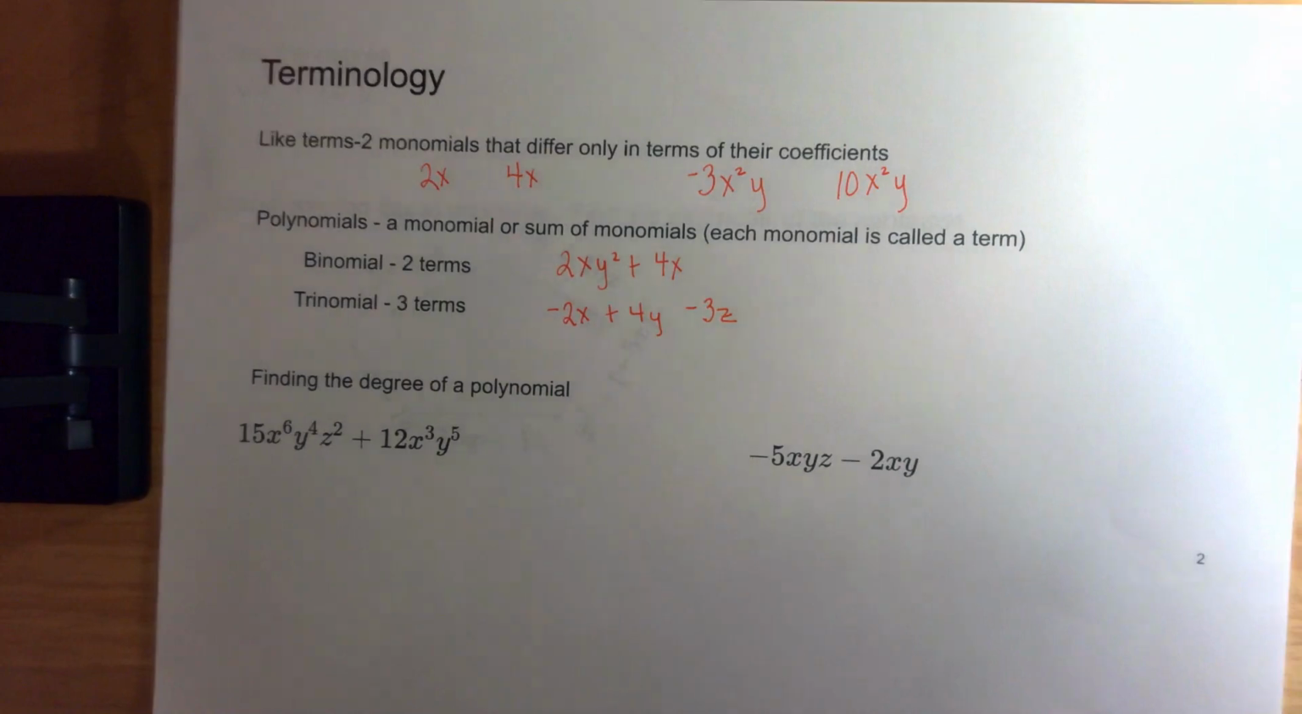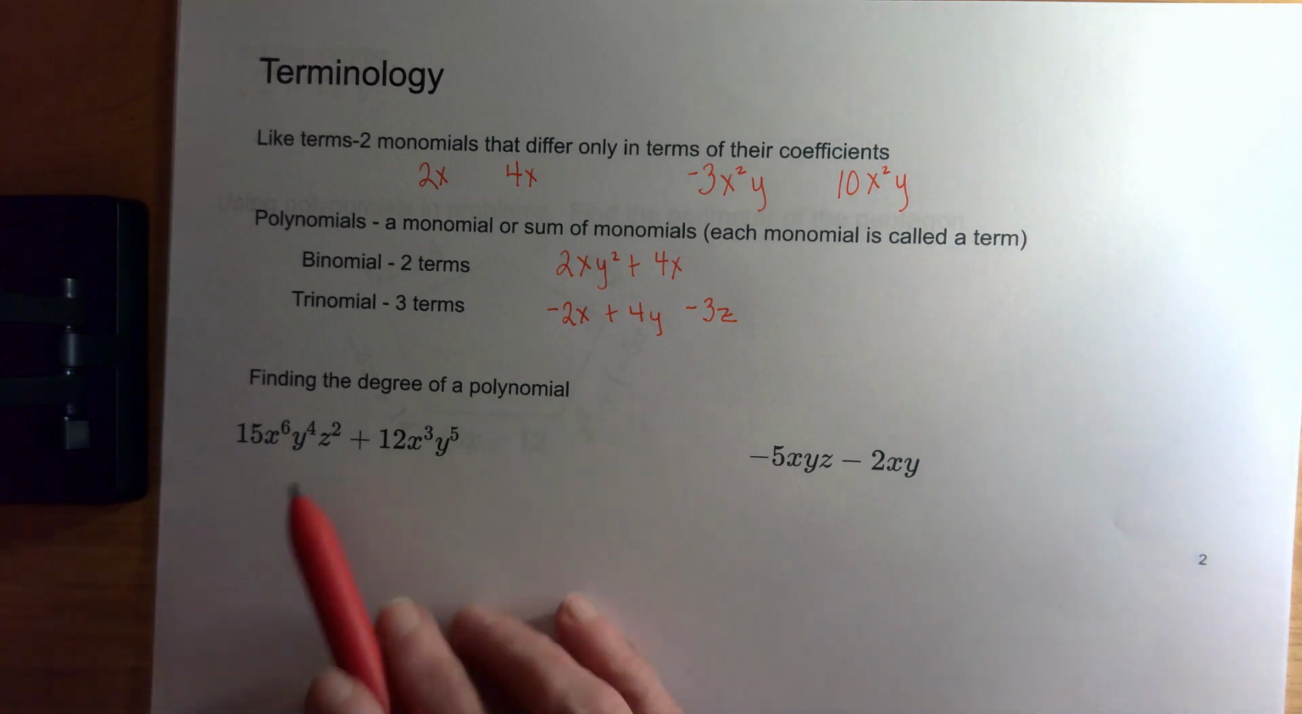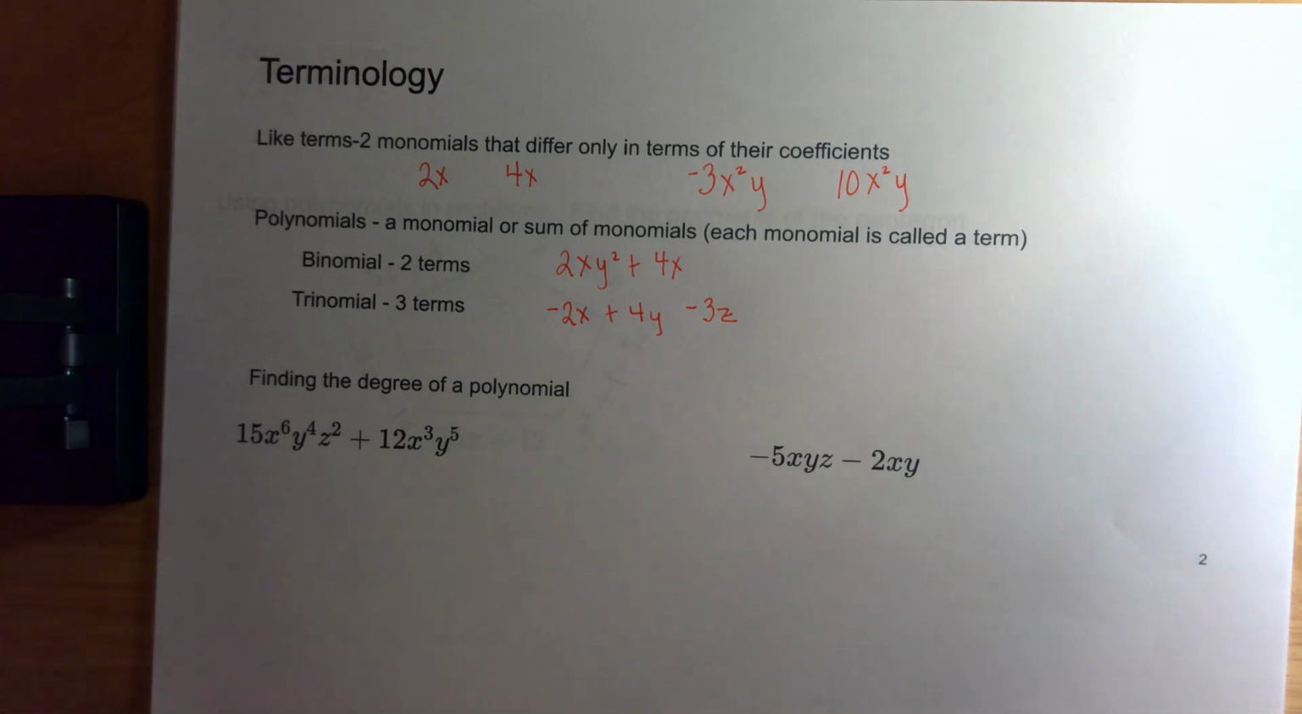One of the things that they'll ask you to do with a polynomial is to find the degree of the polynomial. A degree has to do with the powers or the exponents. And so we have to find the degree of each individual term of the polynomial, and then the polynomial degree is literally the highest degree of that polynomial.